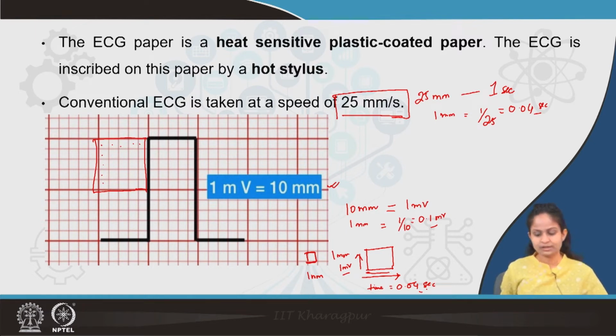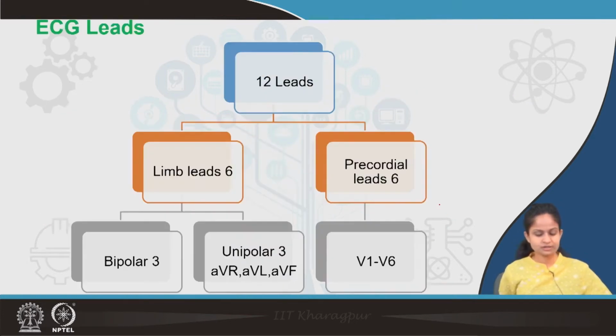So, for the time being you have to remember the speed of the paper is 25 millimeter per second. The calibration is done in such a way that 1 millimeter on the horizontal axis gives a time duration of 0.04 seconds and a vertical deflection of 1 millimeter gives 0.1 millivolt. So, with this calibration, now we will move on to various ECG leads.